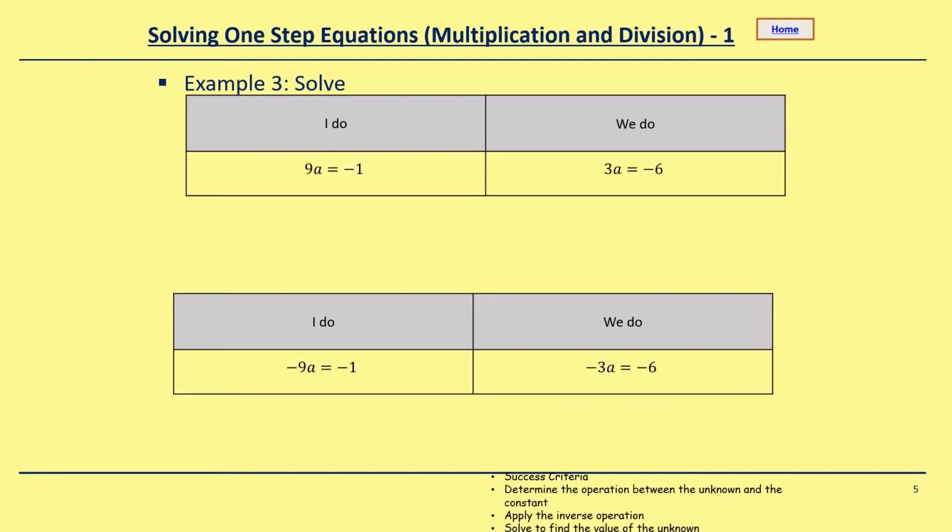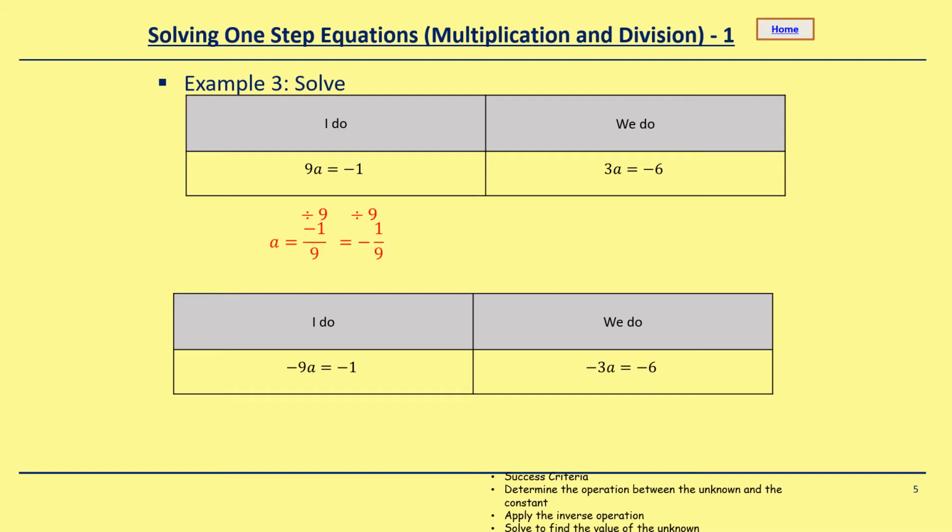Okay, on this next example, we've got 9a equals minus 1. So we're going to need to divide both sides by 9. And because 9 doesn't go into 1, we can write it as a fraction. So a equals minus 1 divided by 9. Now you can keep the answer like that, where it says minus 1 over 9, or you can put the minus in front of the fraction. Both are the same.